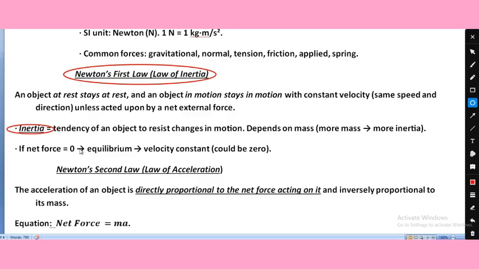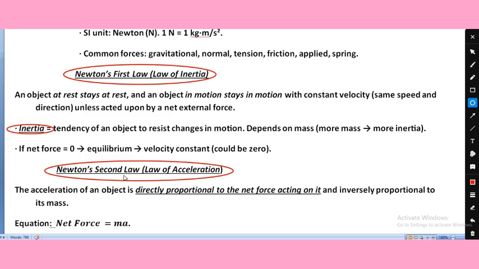If the net force exerted on a given object is equal to 0, we say that the object is in equilibrium, and the velocity of this object is constant, or could be 0. This concerns both the direction of motion and the speed of the object.